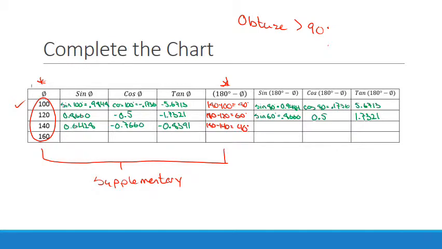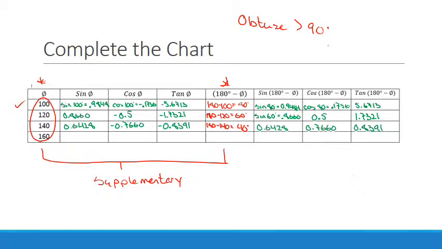So sine of 40, 0.6428. Then I have 0.7660, that's cos 40. Tan 40, 0.8391.